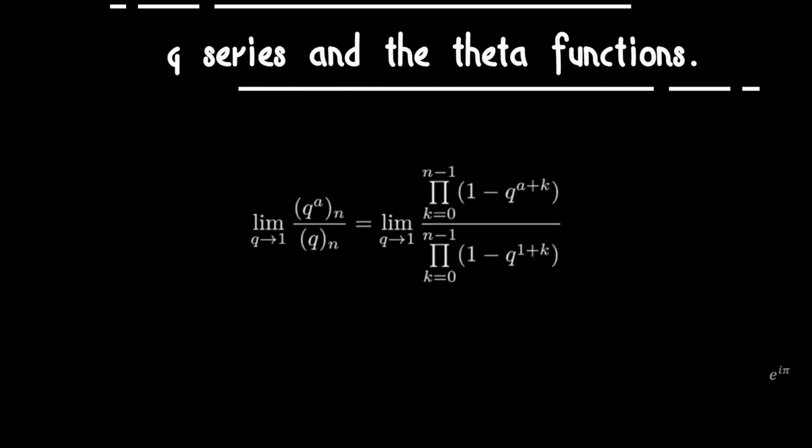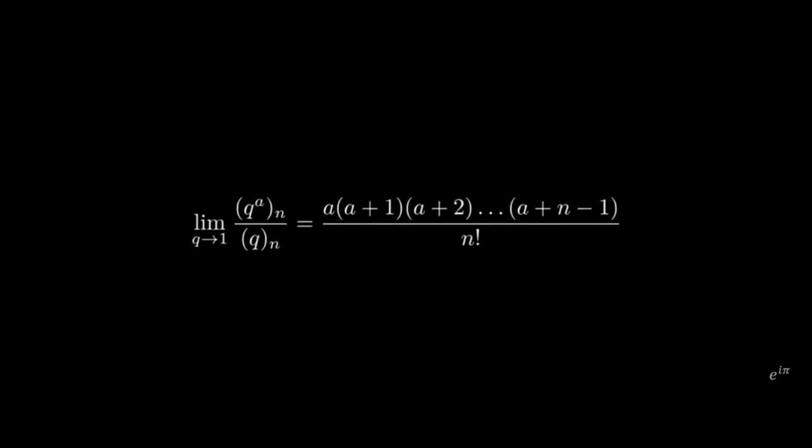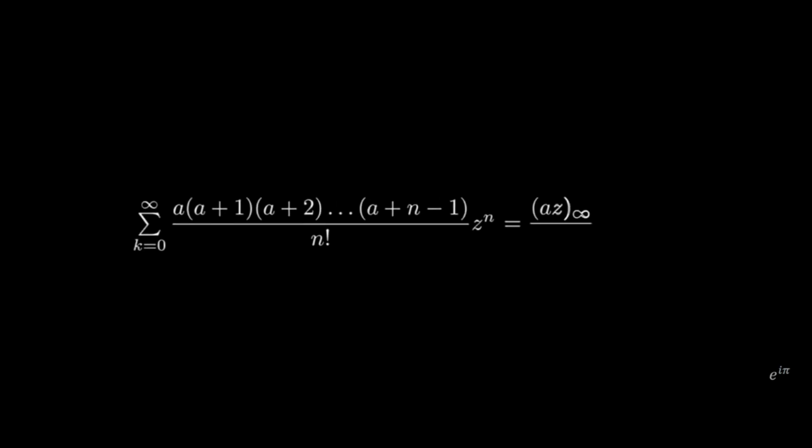The limit can be solved using L'Hopital's rule and we will have this expression. Now when we take the sum, we note that the right hand side finally turns out to be 1 minus z to the power of minus a. This is the generalized binomial theorem.